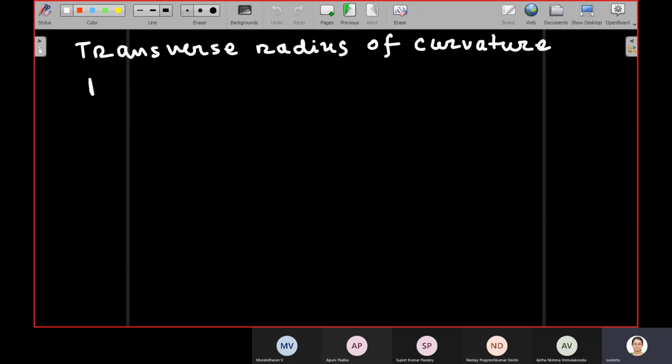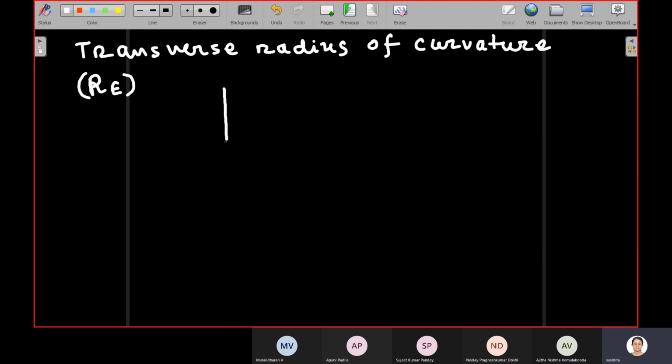The notation for the transverse radius of curvature is RE. It is the radius of curvature for east-west motion. But don't think that this radius of curvature is defined by taking a section of the ellipsoid in the east-west direction. No. Rather, we take a cross-section of the ellipsoid in the east-down plane.